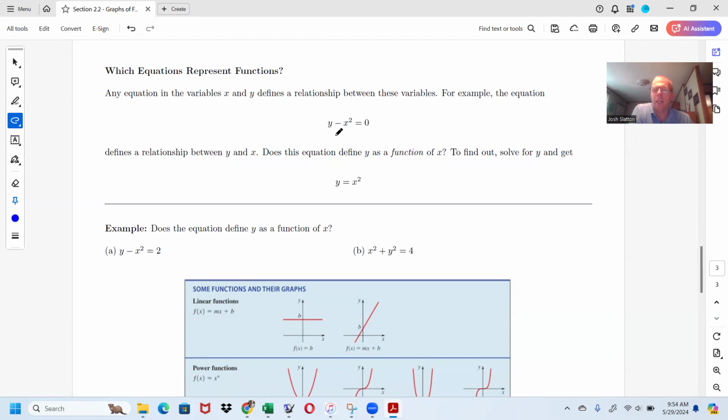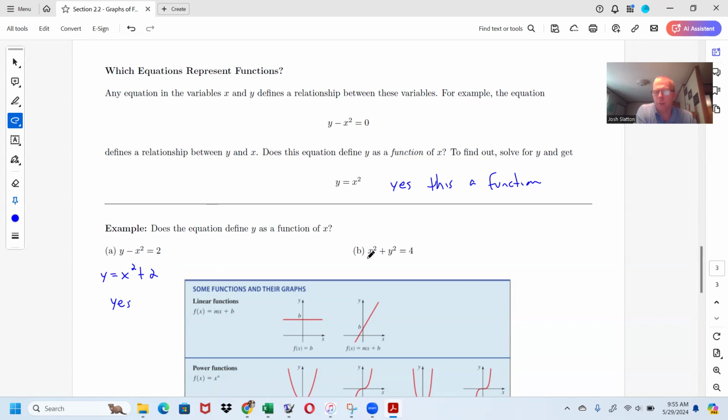To find out, we solve for y. Just rearrange this, get y by itself, and we get y equals x squared. And so, yes, this is a function. We know that y equals x squared is a function, so however we rearrange that, it's still going to be a function of x. What about, does the equation y minus x squared equals 2 define y as a function of x? We can do the same thing: y equals x squared plus 2. Any quadratic equation, which this is, is going to be a function. So yes, this is a function.